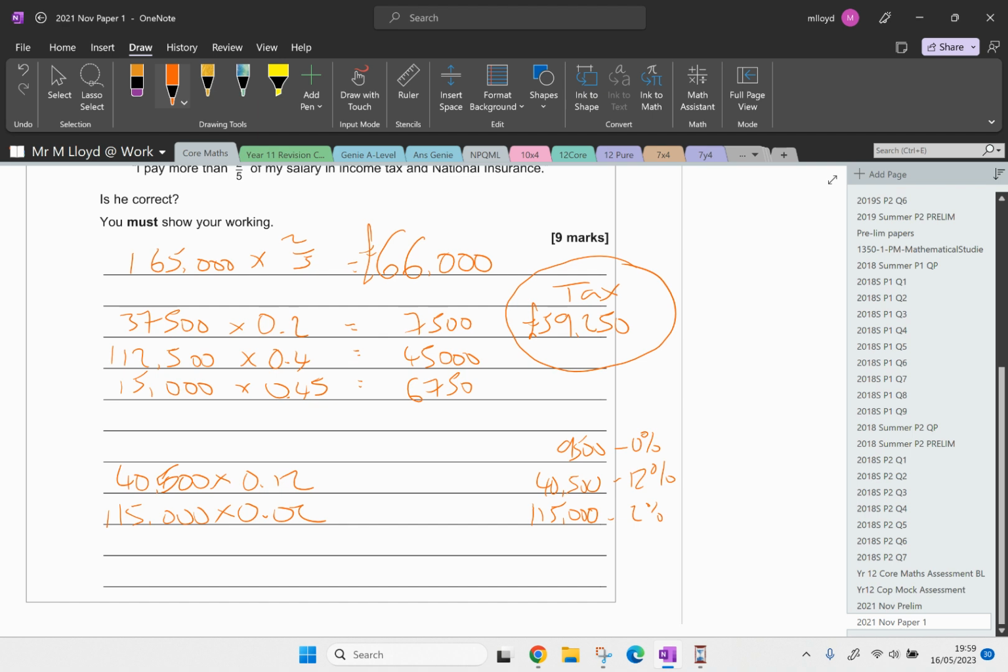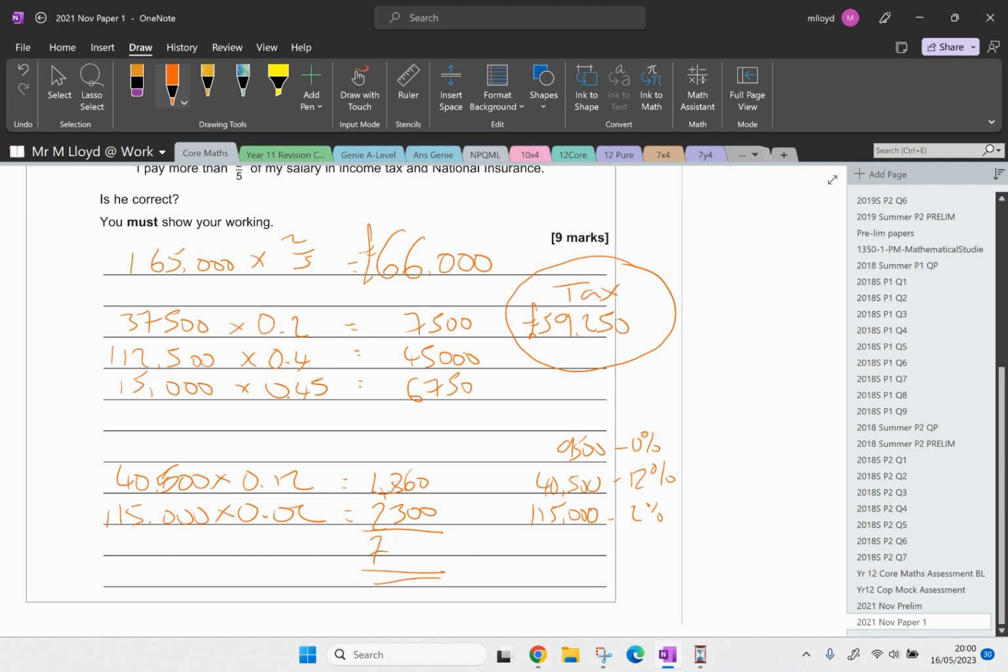40,500 times by 0.12. So that's the 12% bracket. 4,860. 115,000 times by 0.02, that's the 2%, 2,300. People, when they talk about increase in taxes, I'll increase that 2%. National insurance, very important. Those taxes go to some very, very important causes in the UK.